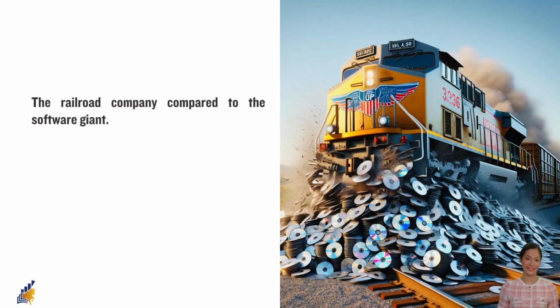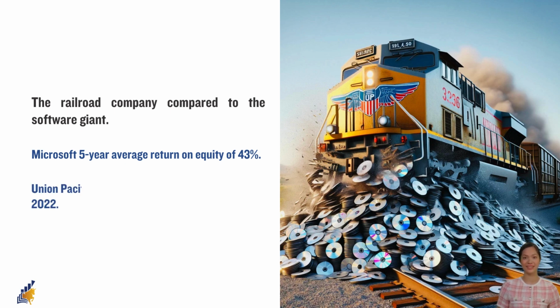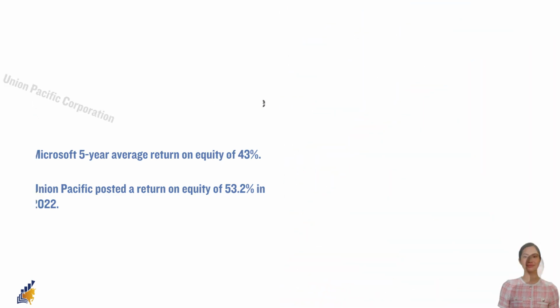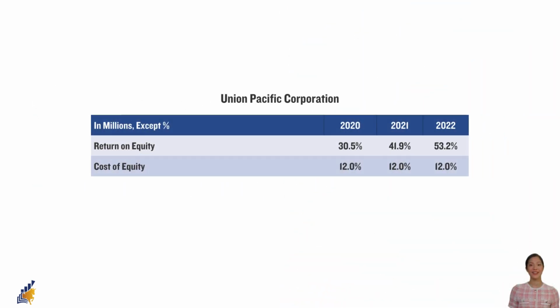How strong is Union Pacific's return on equity? Consider this. Microsoft, a top global software company, achieved an average return on equity of 43% over the past 5 years. Believe it or not, Union Pacific generated a return on equity of 53.2% in 2022, surpassing one of the leading tech giants. We can see from the exhibit on this slide that Union Pacific has been generating a return on equity that's been well above its cost of equity capital. This is a sign of a great company.